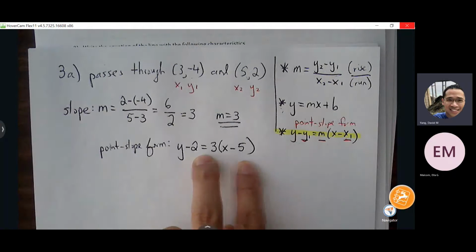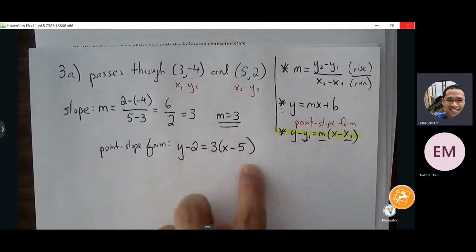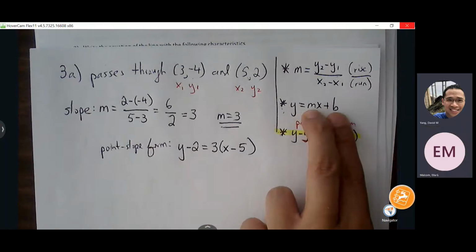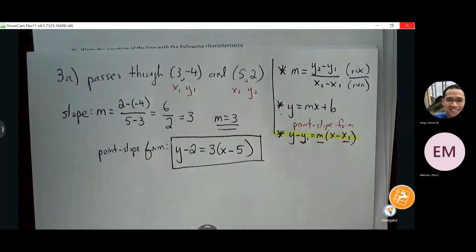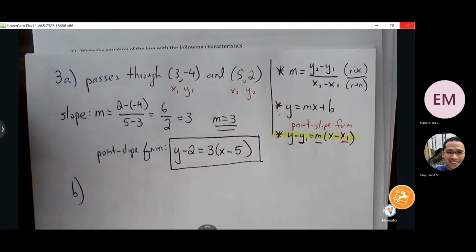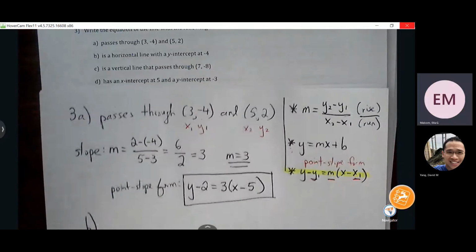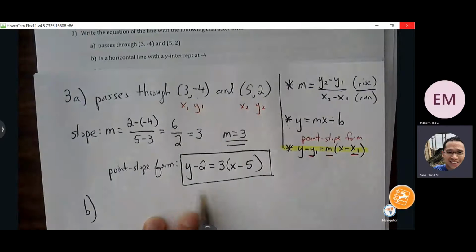I know this feels incomplete. I mean, we can distribute this through and add to and make it nice and clean, get into slope-intercept form, but this is acceptable. So I can just leave it like this? So this is the answer? Yeah, that's the equation.